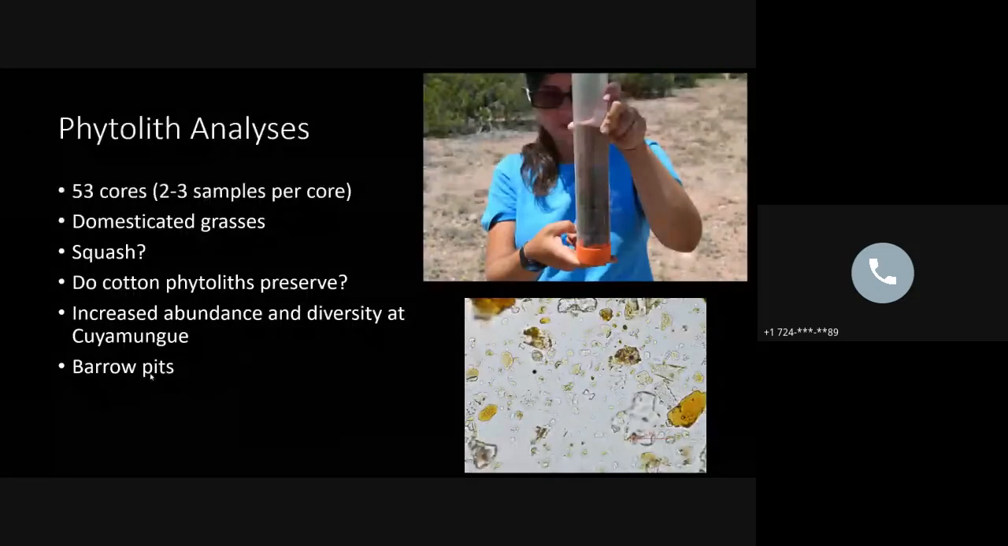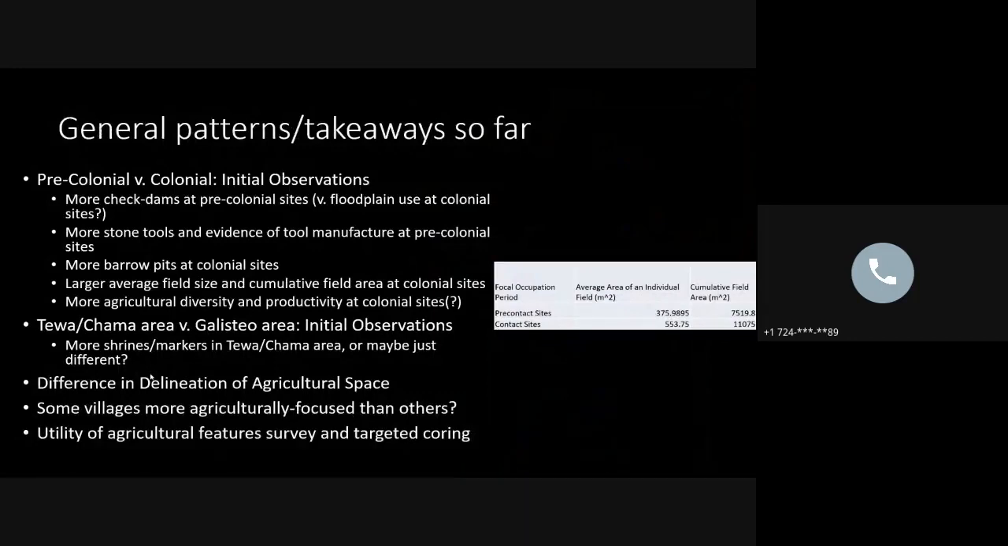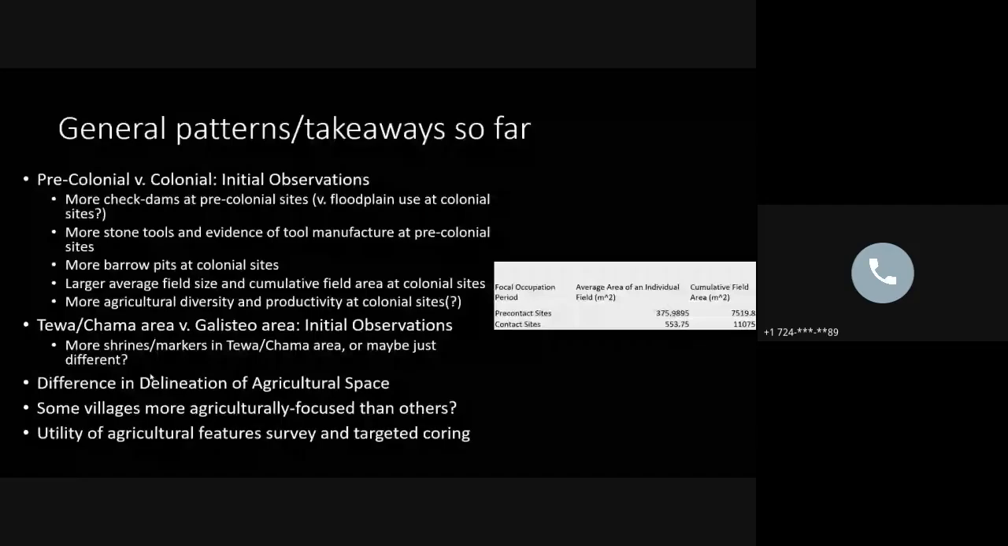So, general patterns and takeaways so far: we are seeing more irrigation control features at pre-colonial sites, such as check dams. And so maybe that's because the colonial sites are utilizing the floodplain more. We did find agricultural evidence in the colonial floodplains, but that's something we need to research further. We did find more stone tools and evidence of stone tool manufacture at pre-colonial sites. More of these barrow pits were at colonial sites. There were larger field sizes over time, on average, at the contact era or the colonial era sites.